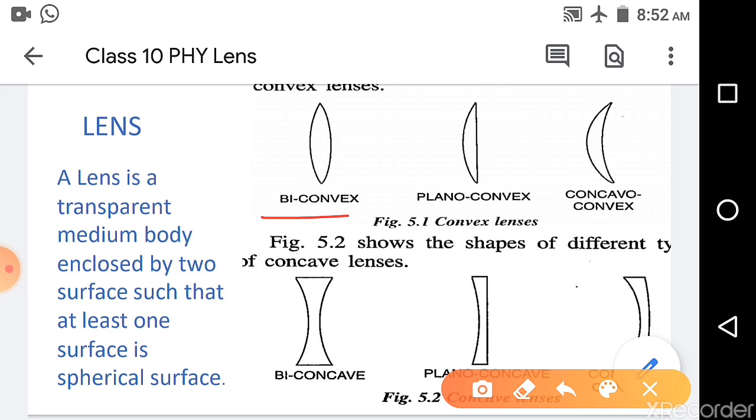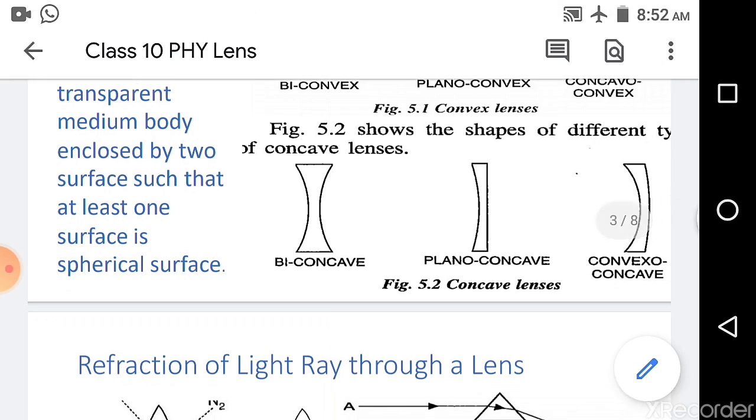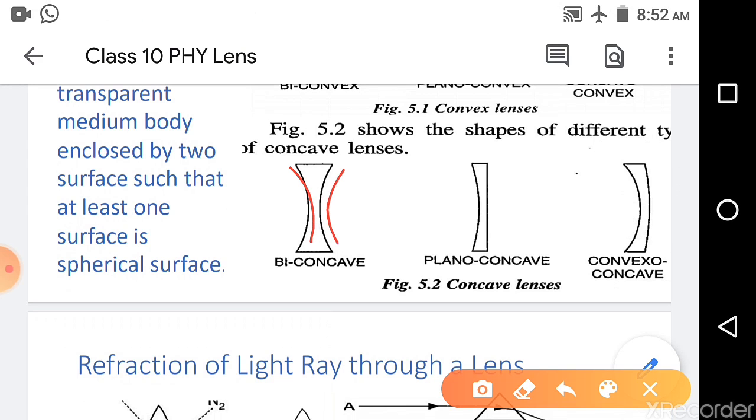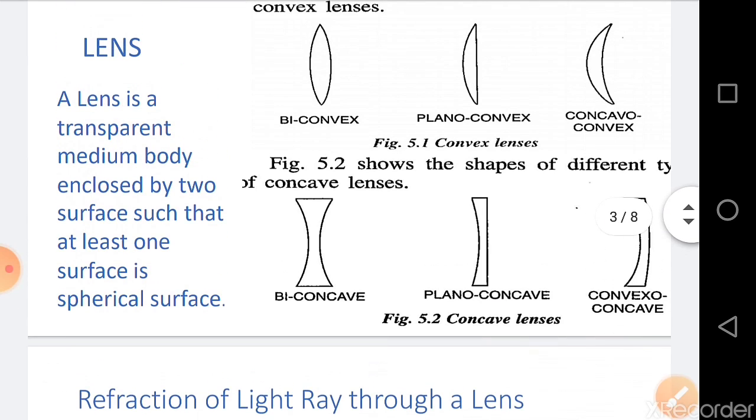Like here we have a biconvex lens, that means both the surfaces are convex. This one is a plano convex lens, that means one of the surfaces is convex and the other surface is plane. Here we have one surface as convex and the other surface as concave, so this one is called a concavo convex lens. The same thing is for the concave lens also. Here we have the concave lens. See, two concave surfaces are there, so this one is a biconcave lens. This one is a plano concave lens with one plane surface and one concave surface, and this one is convexo concave with one convex surface and one concave surface. These are the types of lens.